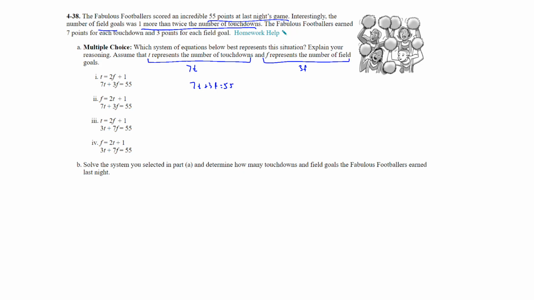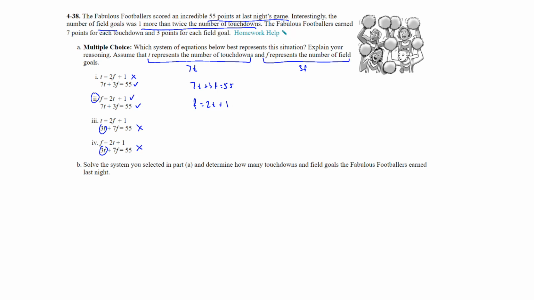So that looks like that happens here, here. That's a 3T and a 3T. So those two would be out. And then the second part where it says the number of field goals is equal to one more than twice the number of touchdowns. So twice the number of touchdowns and then one more than. So 2T plus 1 or 1 plus 2T. And that's F equals. So that happens here, not written the same way there. So it looks like number 2 would be the one that would be our system.